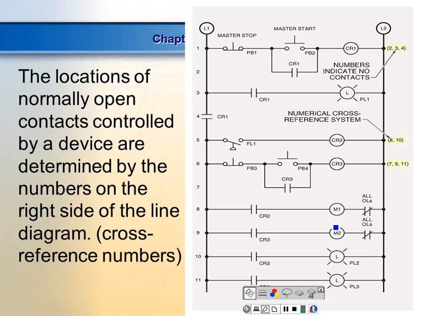We call them numerical cross reference numbers. Can you see what those numbers are doing for us? They tell you the line number where the contacts that belong to that relay are located. So I'm over here troubleshooting CR1, and I'm saying, okay, where are these contacts that belong to that relay? Where are they at?